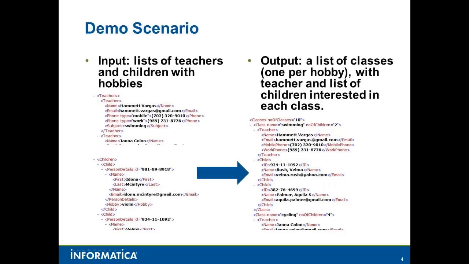In our example, we'll be taking information from an XML document which contains two lists, a list of teachers and a list of children, where each child has listed one or more hobbies. And we'll map the information into a different XML document which will contain a list of classes, each with a teacher and a list of children who would enroll in the class. Let's go ahead and perform a mapping exercise between these two hierarchical formats.